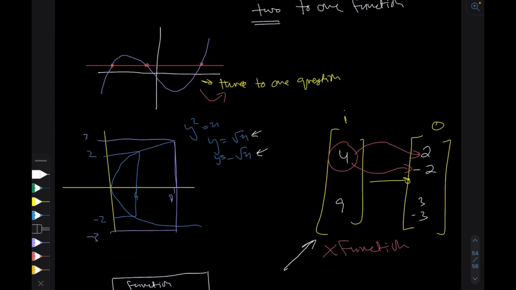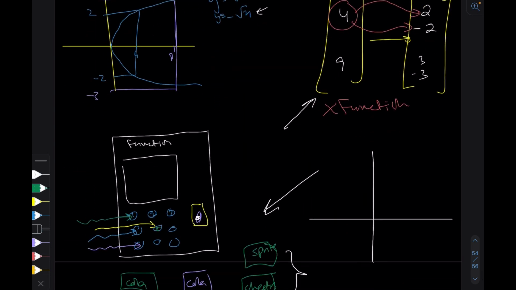And to test whether something is a function or not, like we did for the category, for the category we did the horizontal line test. To test whether a graph is a function or not, we do the vertical line test. So for example, if I gave you something like this, I will drop a vertical line such that it intersects the curve at most points.